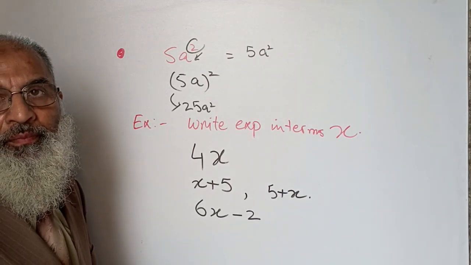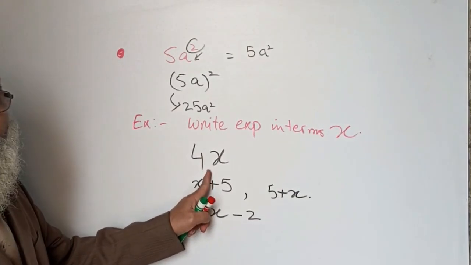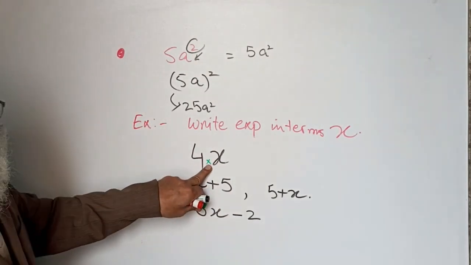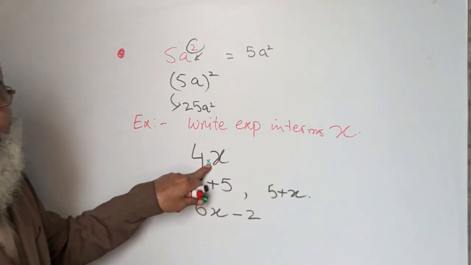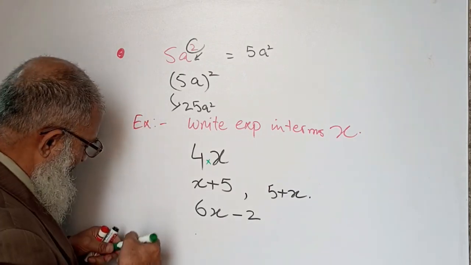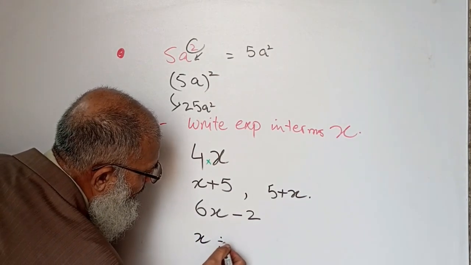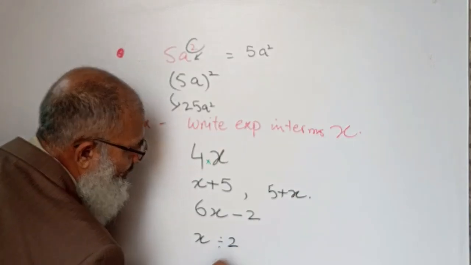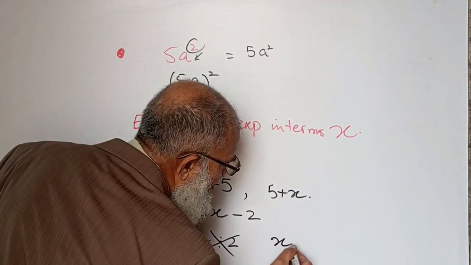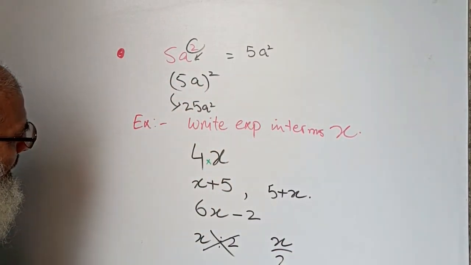Half the number. Now similarly, just as we omitted the multiplication sign from here, we will omit the division sign from here. Like x is the number, we just write x divided by 2. Okay, x divided by 2.